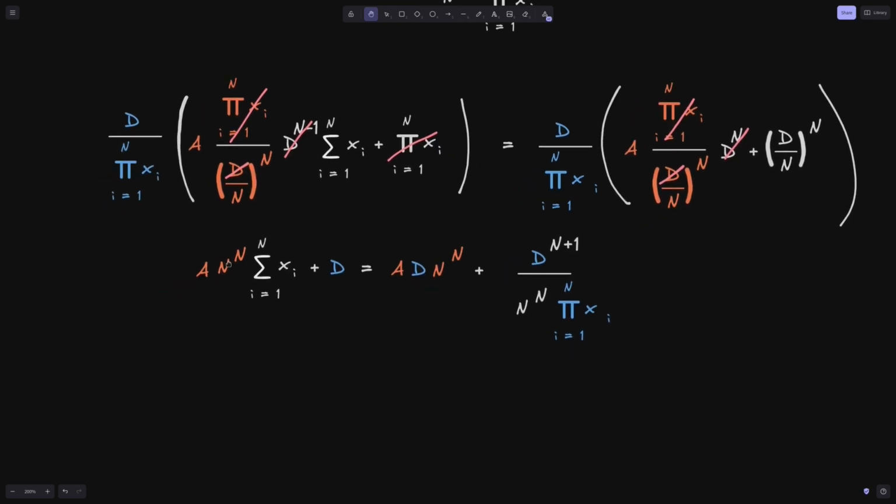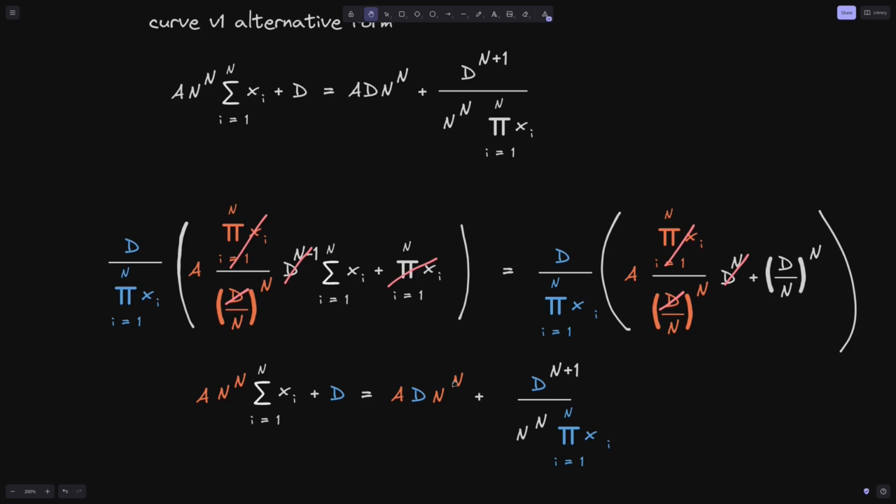So we get this equation after multiplying both sides of the equation by d divided by the product of the token balances. You can compare each of these terms, and you'll see that they are the same. This is the other form of equation that you'll see in the Curve's V1 white paper.